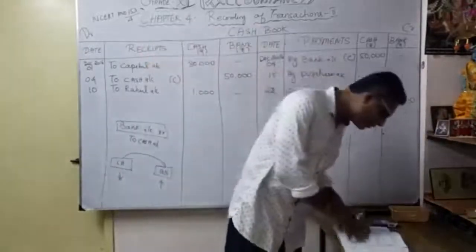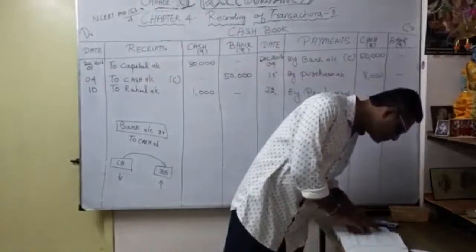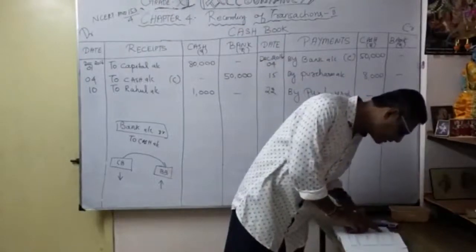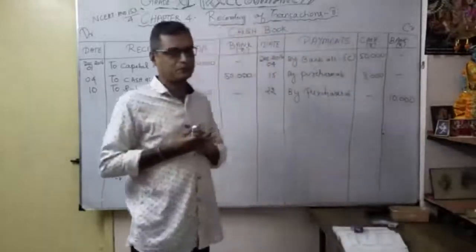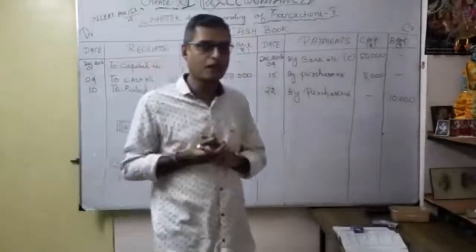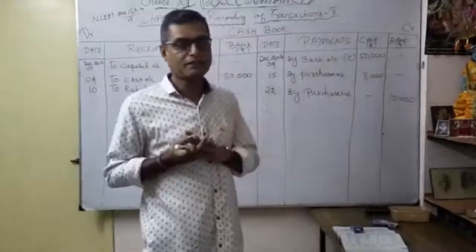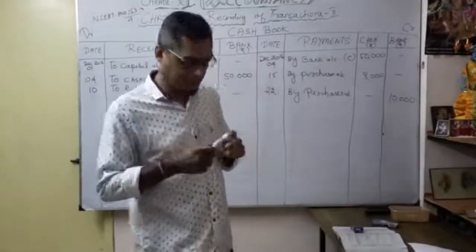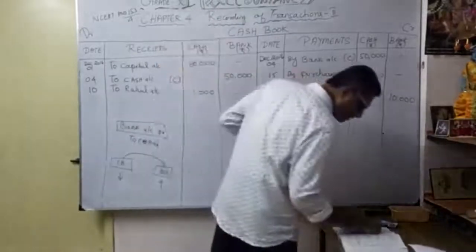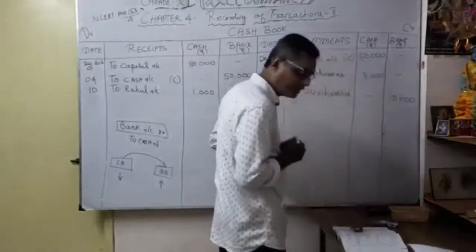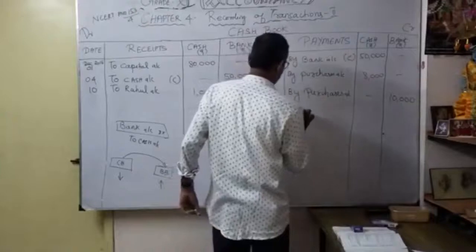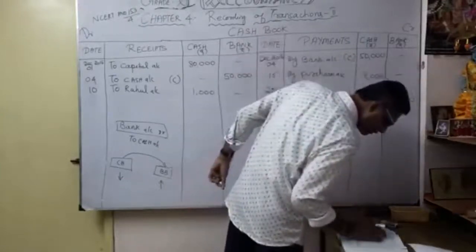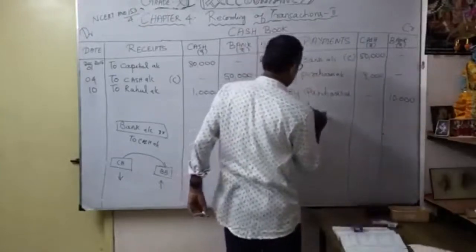Then what is next? Next is C. Paid to Shyam by cash 20,000. Again, paid to Shyam by cash 20,000. Here the payment was given to Shyam, by cash. So what is the entry? Shyam account debit to cash account. So what is the date here? The date is 25. By the name of the person whom we paid, Shyam. By Shyam account.